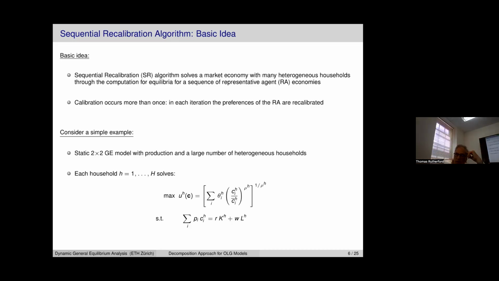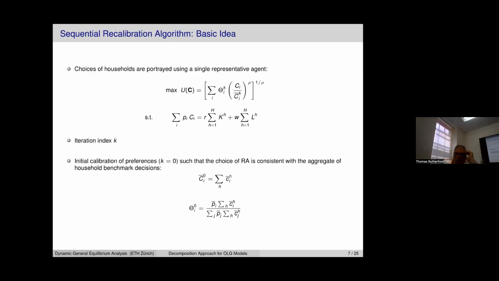So theta sub IH is the benchmark value share for household H. C bar sub IH is the benchmark consumption. Those parameters, theta IH and C bar IH, don't change. So those are given. We're assuming those are data. The thing that's trickier is, econometrically, how do you evaluate the value of rho? So you probably need more than one point to evaluate rho, but imagine the preferences of the household are all observed. So now, we want to portray these demands using a representative agent.